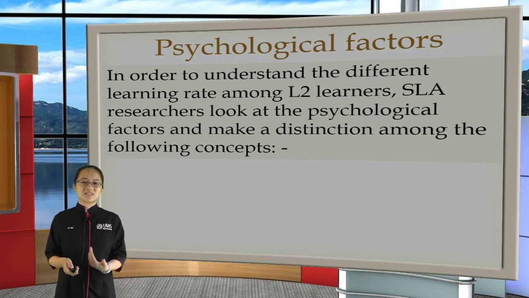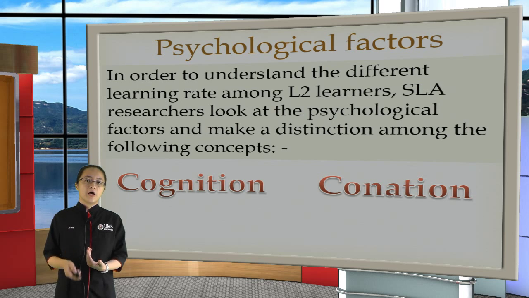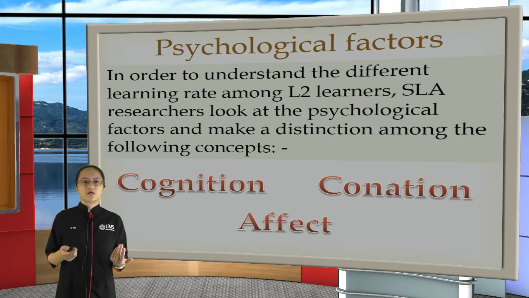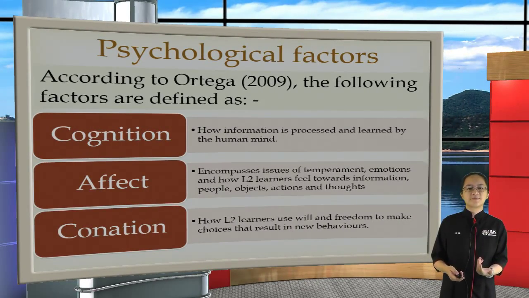So, in order to understand the different learning rates among learners, researchers looked at the psychological factors, and they make a distinction between these three following concepts, namely cognition, conation, and affect. So, what are these three concepts? Let's take a look. Ortega has defined these three concepts as, firstly, cognition as how information is being processed and learned in the human mind.